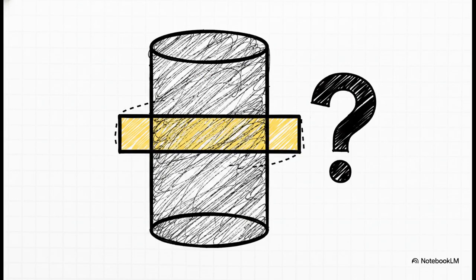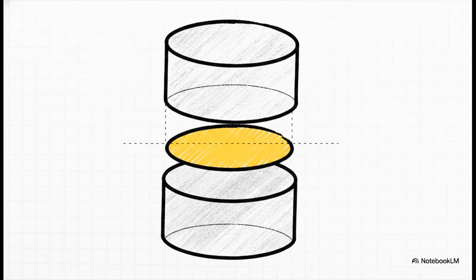Okay, let's try another one. This time, we've got a cylinder. Think of a can of soup. What happens if we slice it horizontally, perfectly parallel to the top and bottom lids? The result is a perfect circle, an identical copy of the cylinder's base. And this is a really powerful idea. The shape of the cross-section you get depends entirely on the angle of your slice.